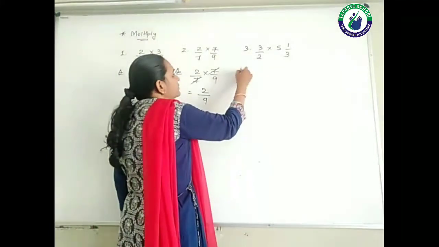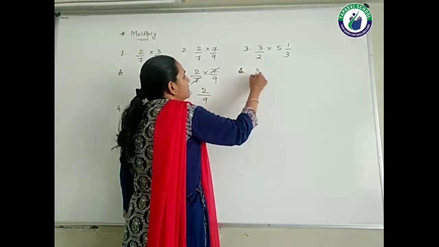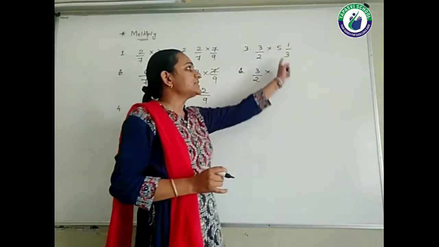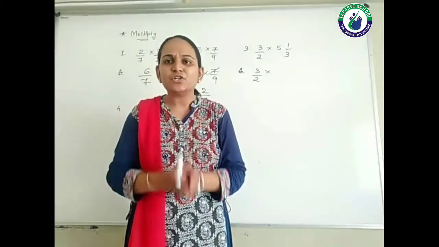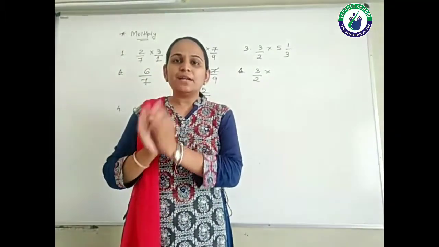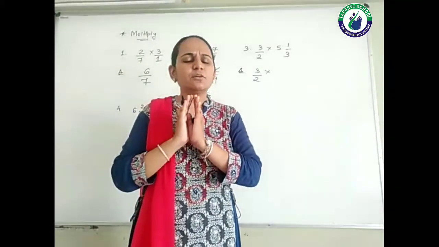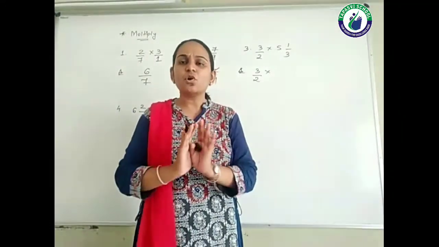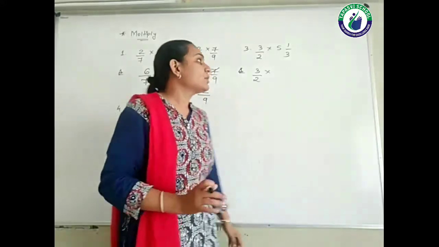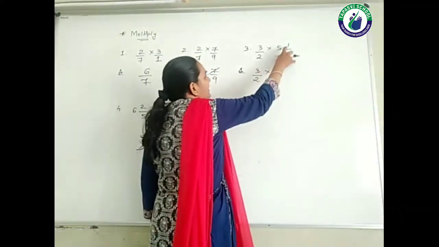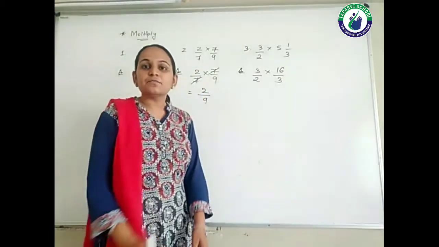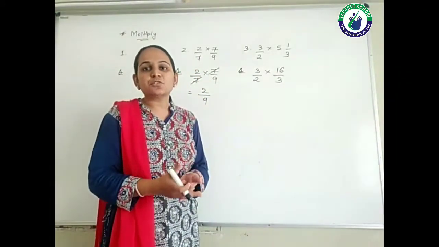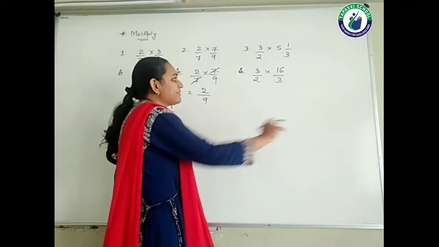So see the third question. 3 by 2 multiply by. So see, this is a mixed fraction. Always remember, wherever you see a mixed fraction, whether in addition, subtraction, multiplication or division, the first step is to convert mixed fraction into improper. Always convert mixed into improper. So 5 3s are 15 plus 1, so 16 upon 3. Clear? If there is any cutting option, then you can definitely take advantage of it.